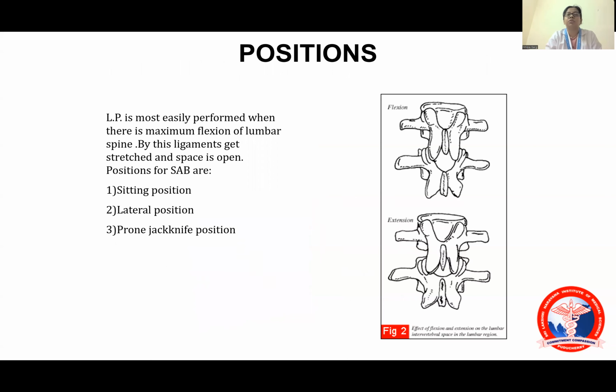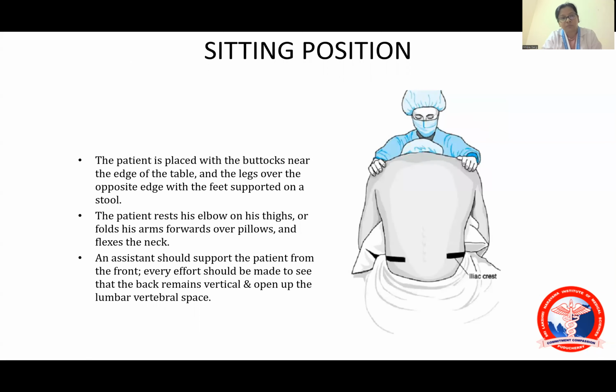Now, what are the various positions for spinal anesthesia administration? LP is most easily performed when there is maximum flexion of the lumbar spine. Why? Because by this the ligaments will get stretched and the intervertebral space will be open. So it will be easy to put a spinal in that condition. So what are the favorable positions? Sitting position, lateral position, prone jackknife position.